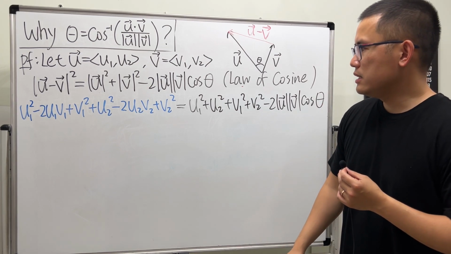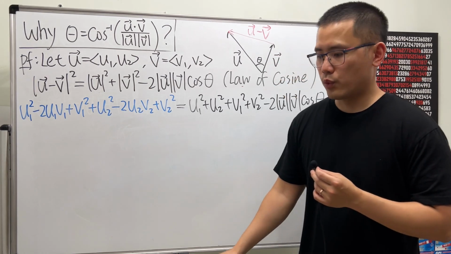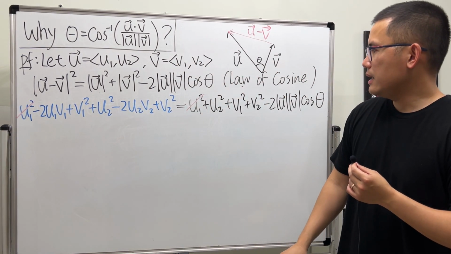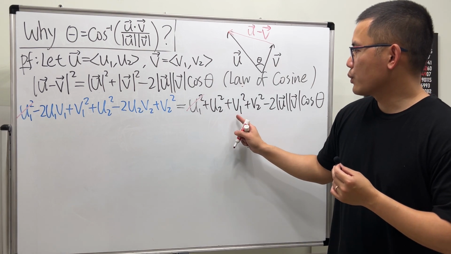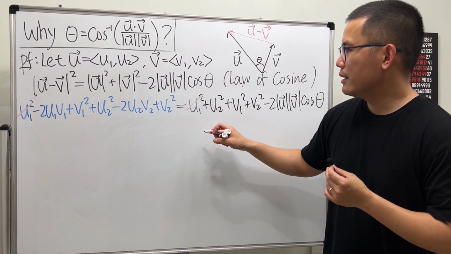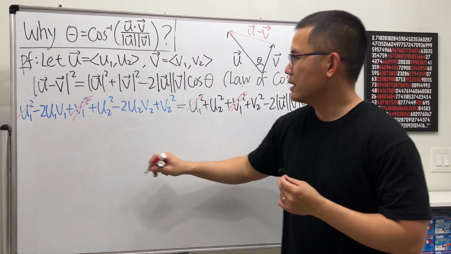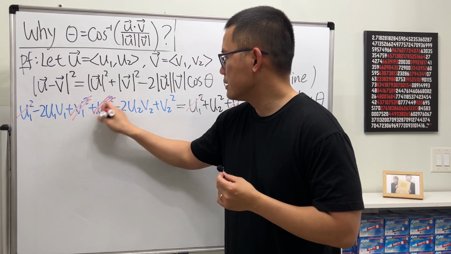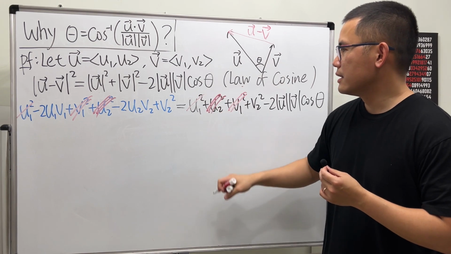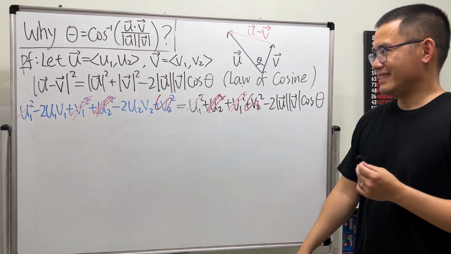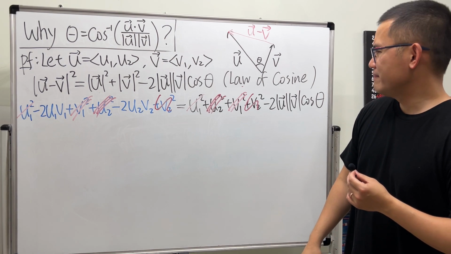Now we can see that both sides have u1 squared. That is so nice. They cancel out. And we also have v1 squared. Oh, also this and also this cancel out. And then this and this cancel out. And then finally, just do this, and then we have that.